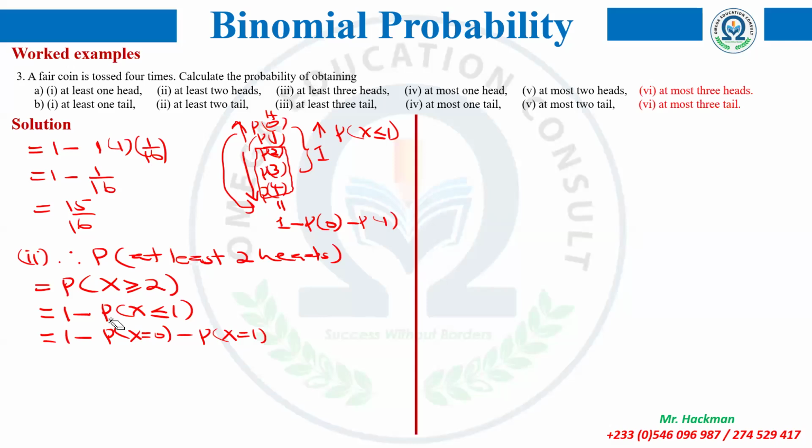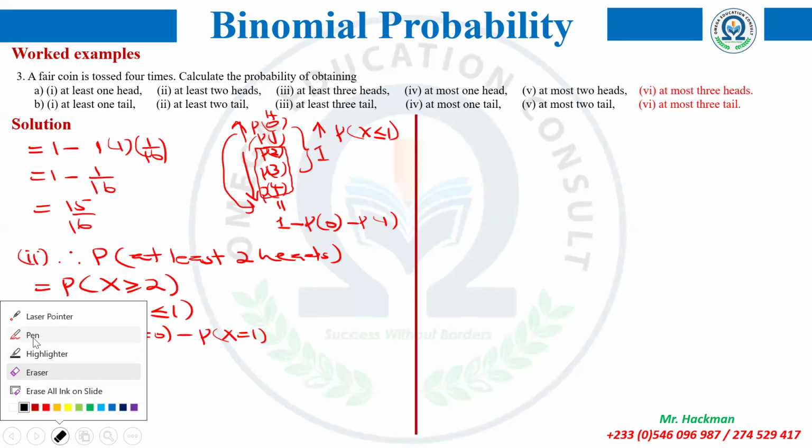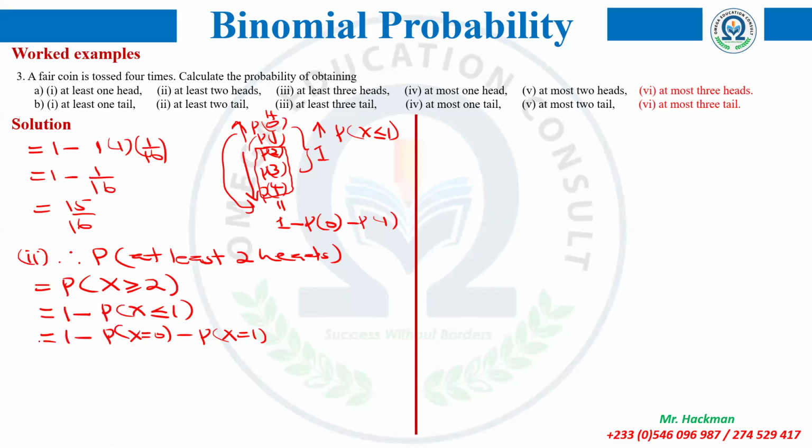Okay, Prof. Christine. Mr. Hackman, please, I'm getting confused. When we're doing the at least one head, I thought you said this method only applies to that one. No, that's not exactly what I said. Maybe you didn't understand what I said. In probability, anytime you see at least one, P(at least one) will always be equal to 1 minus P(none).